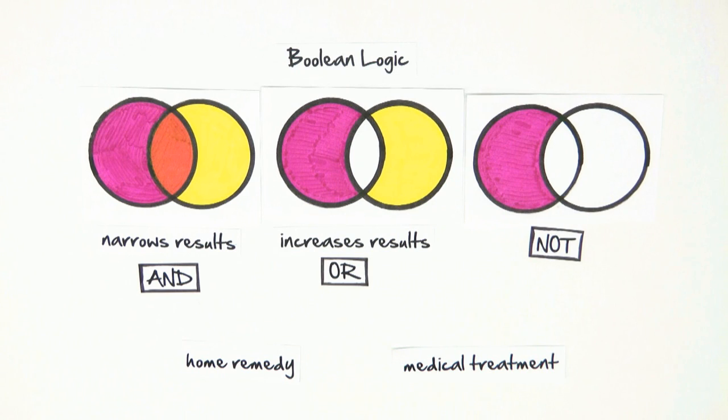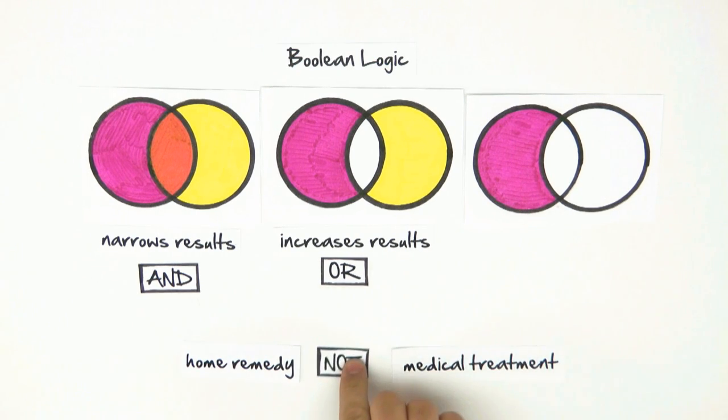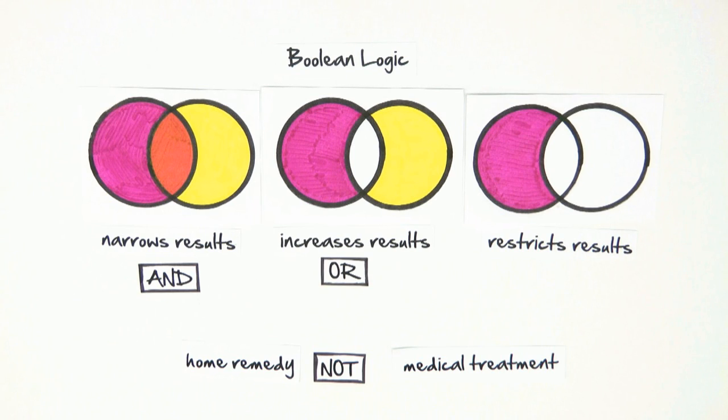Not will look for the first search terms, but exclude results that contain any terms after the not operator. Searching for home remedy, not medical treatment, will show results that contain home remedy, but not if they also have the phrase medical treatment.